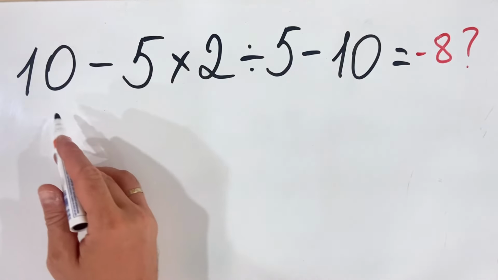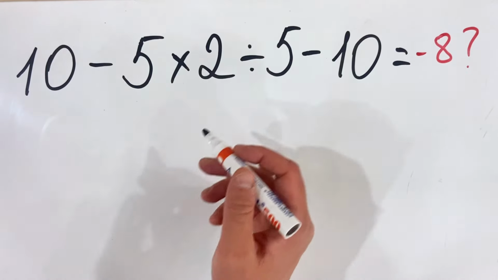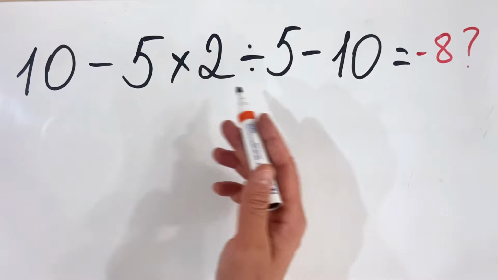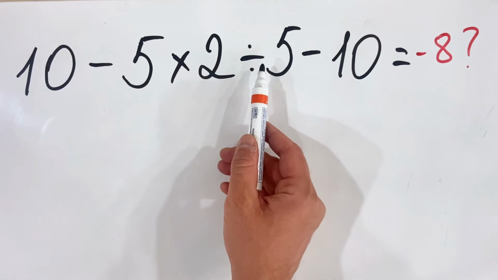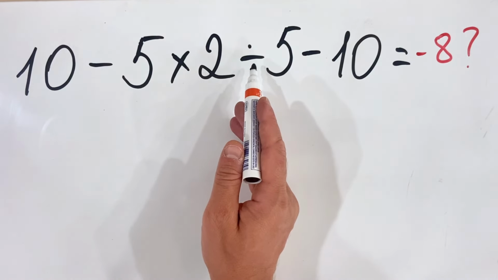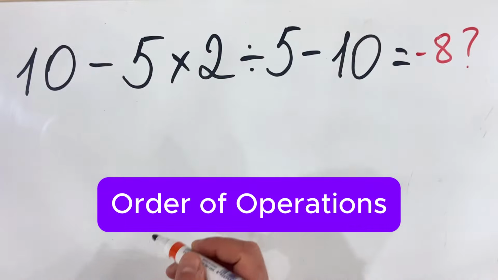To calculate this type of equation, usually what I advise my students is to first analyze which type of operation they have. So we have here multiplication, division, and we have subtraction. We all know that multiplication and division, in the order of operations, have higher priority over the subtraction.